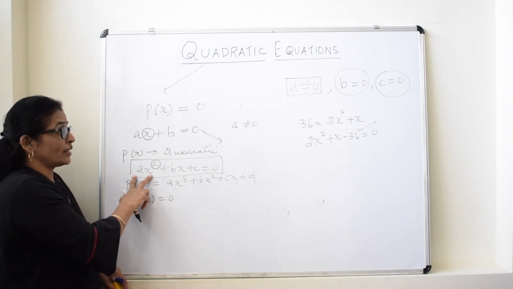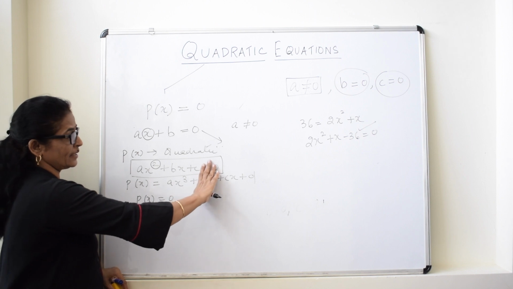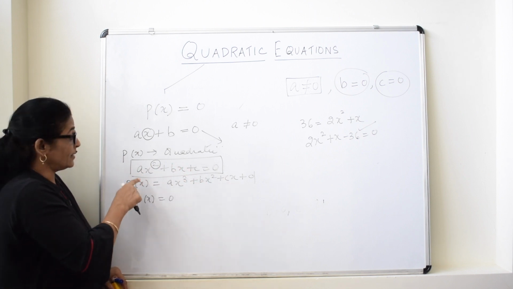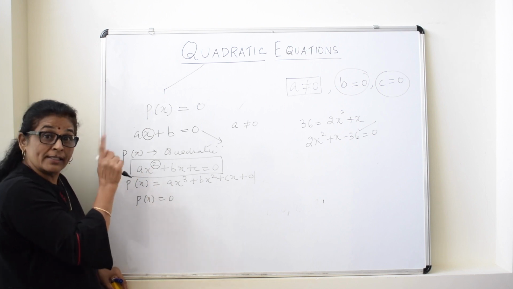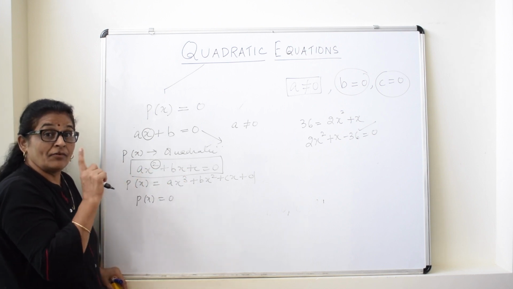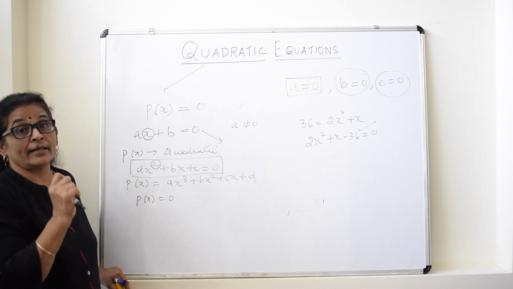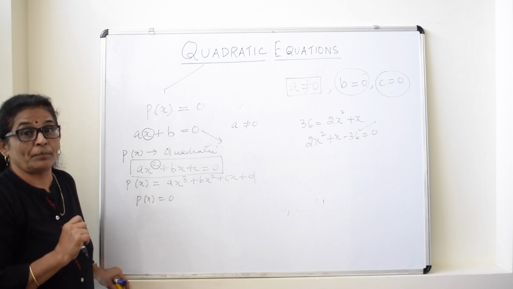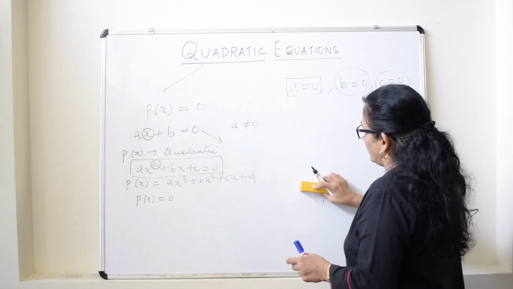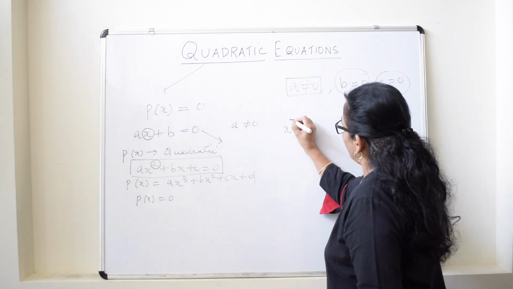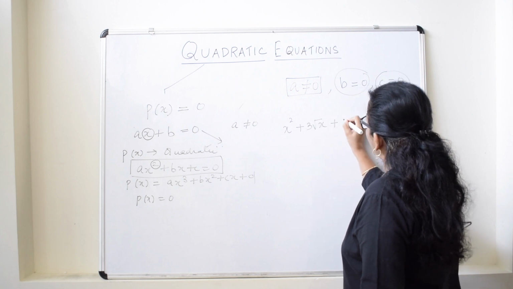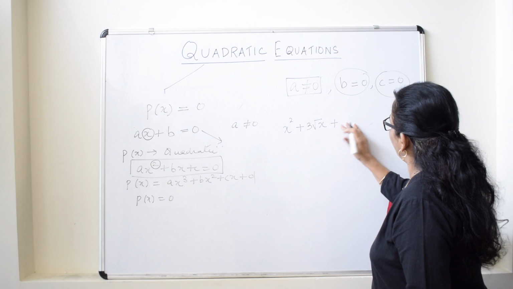When you write a quadratic polynomial, means ax square plus bx plus c, the must condition is that the degree of this is 2, as well as that in any of the terms the variable should not have a negative or a rational power. What does it mean? It means suppose a polynomial is given in this way, x square plus 3 root x plus 4.